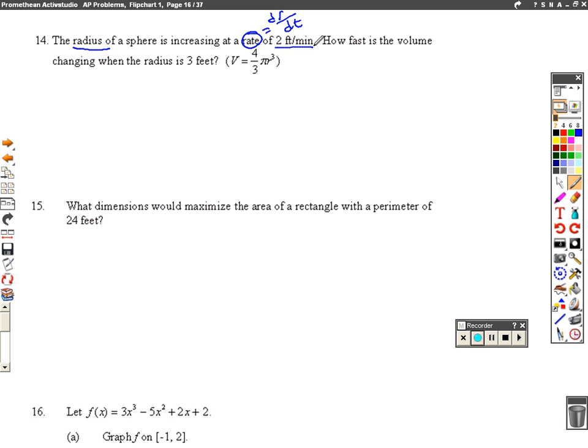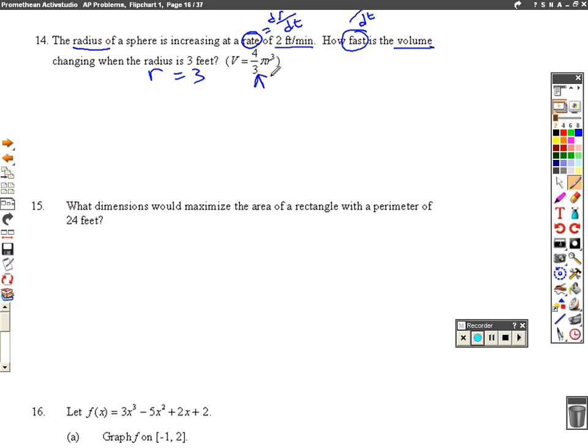That means how fast the radius is changing. We want to know how fast the volume is changing when r equals 3. Okay, so we have an equation that relates the volume to the radius of a sphere. If you have an equation that relates all of your variables, in this case radius and volume, you can go ahead and take the derivative. Because we're looking at how fast, once again, this is dt, the volume is changing. So dV/dt is what we're looking for.